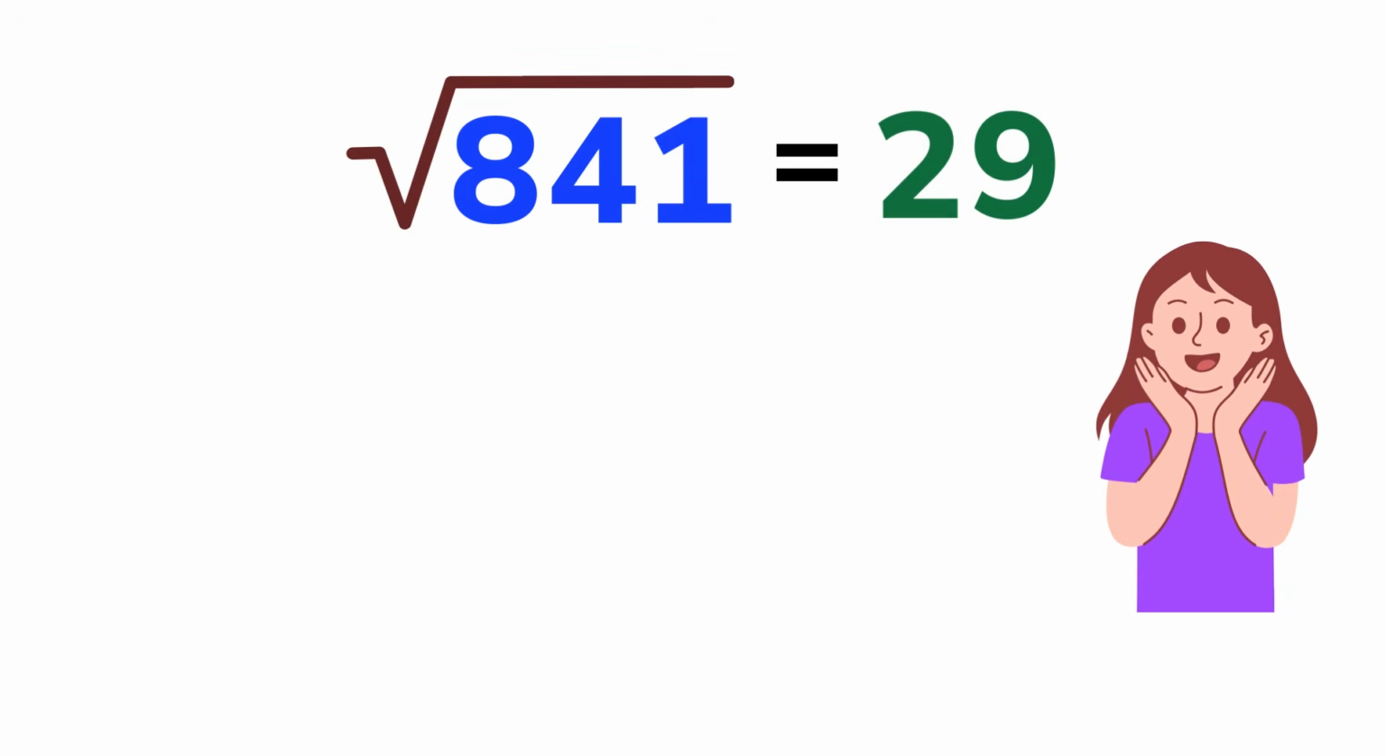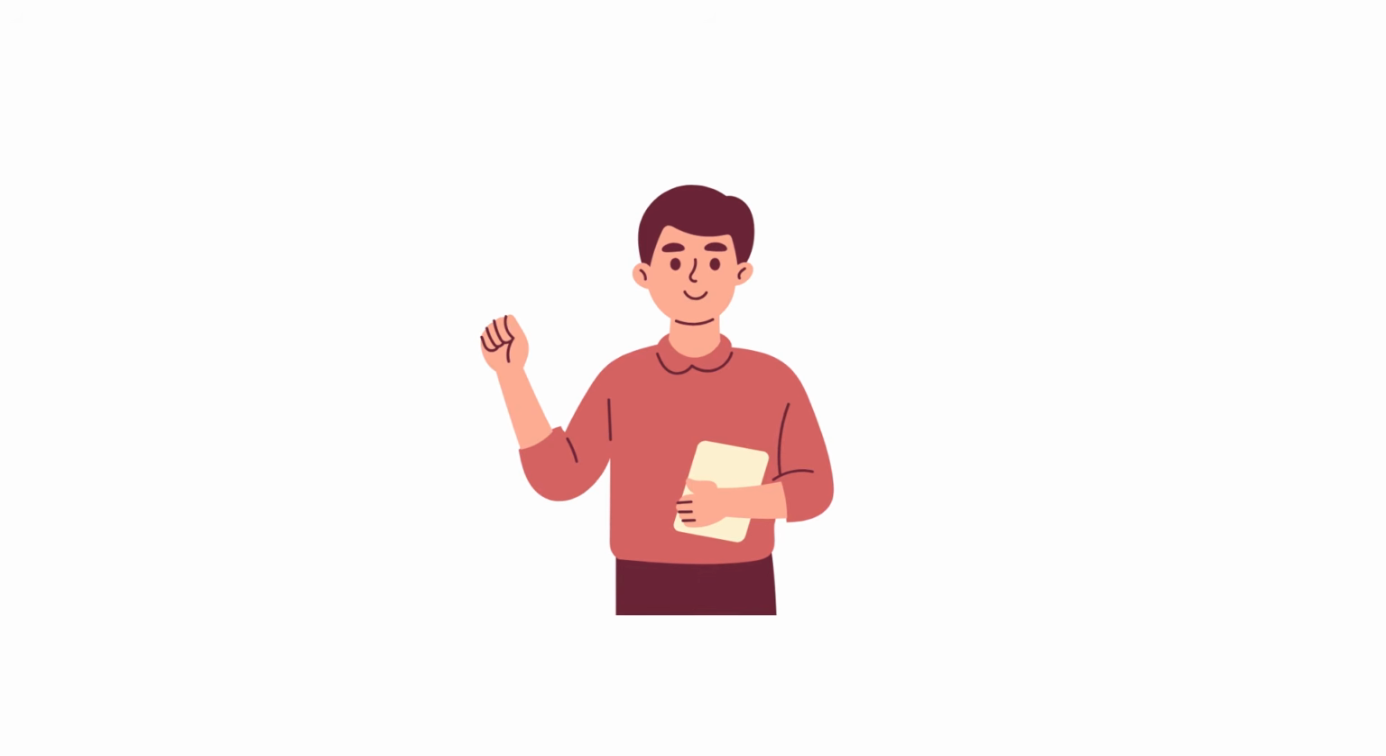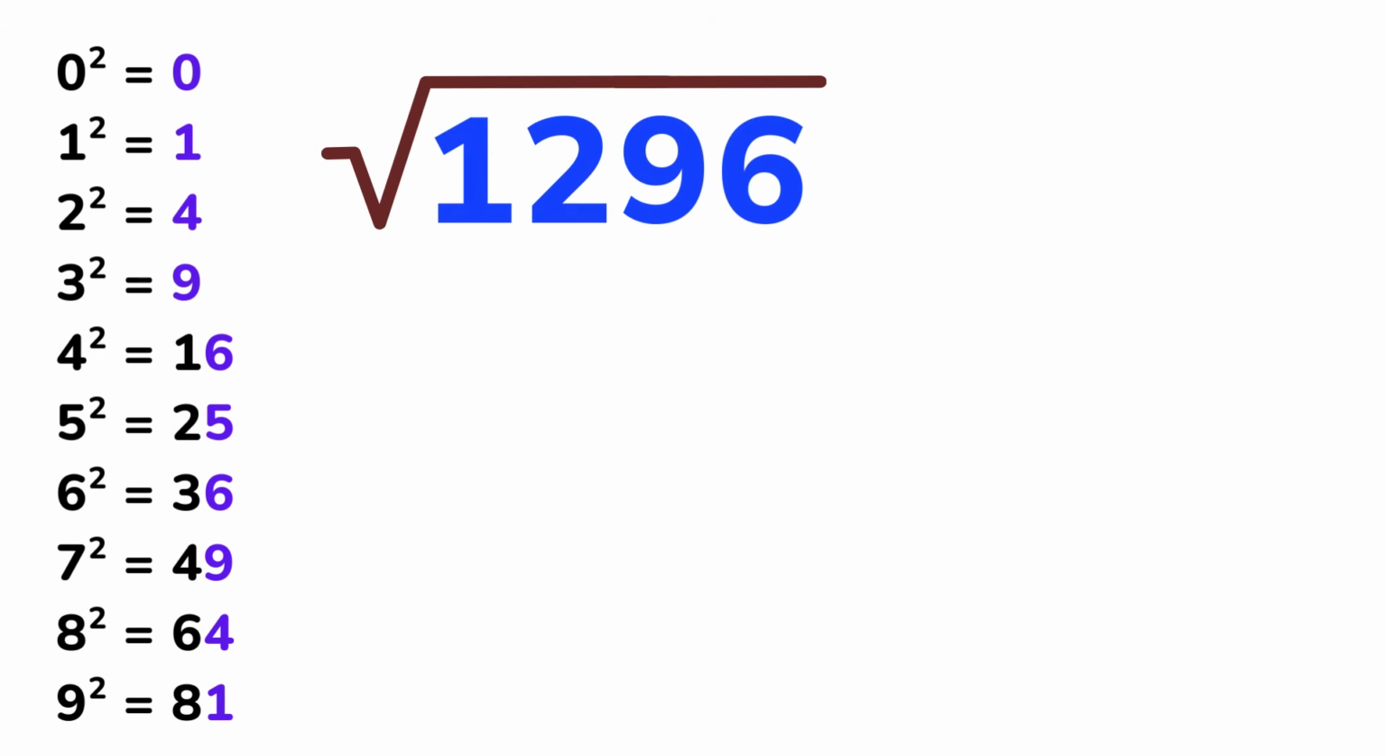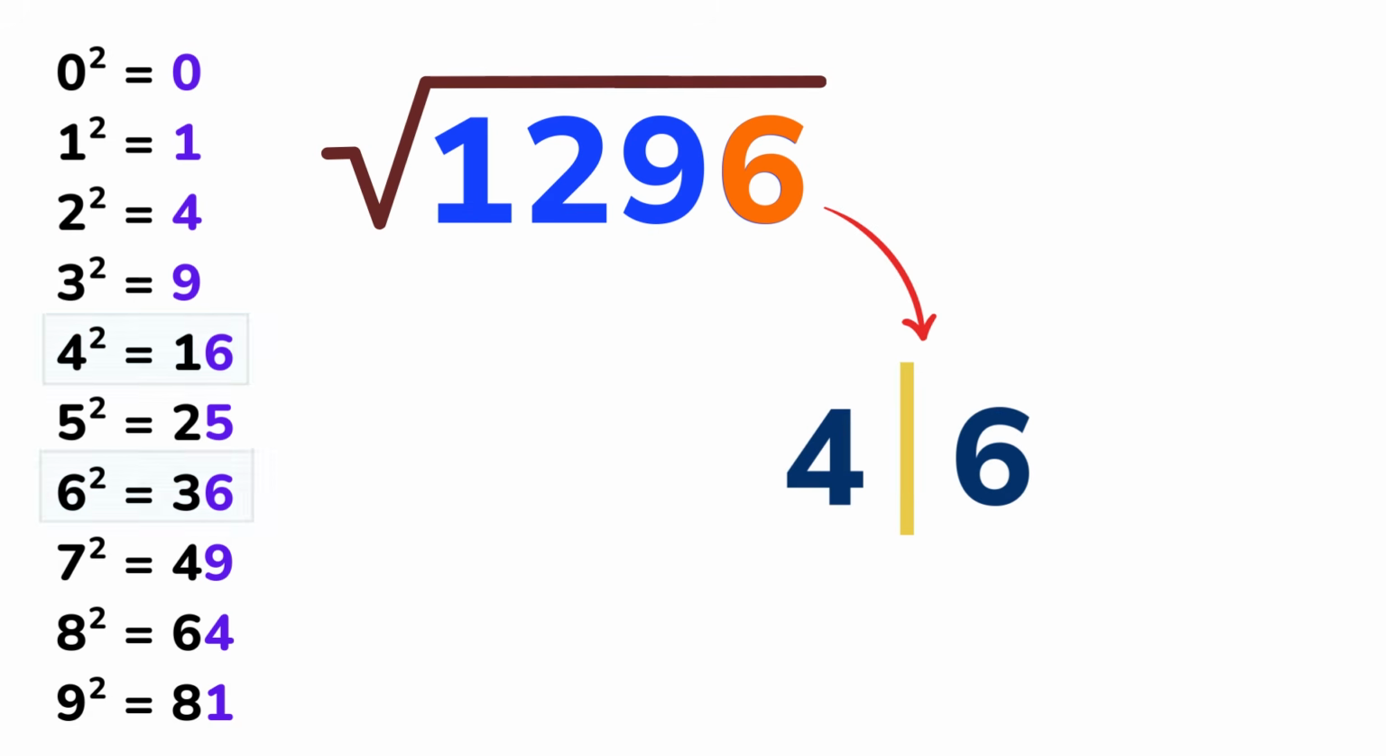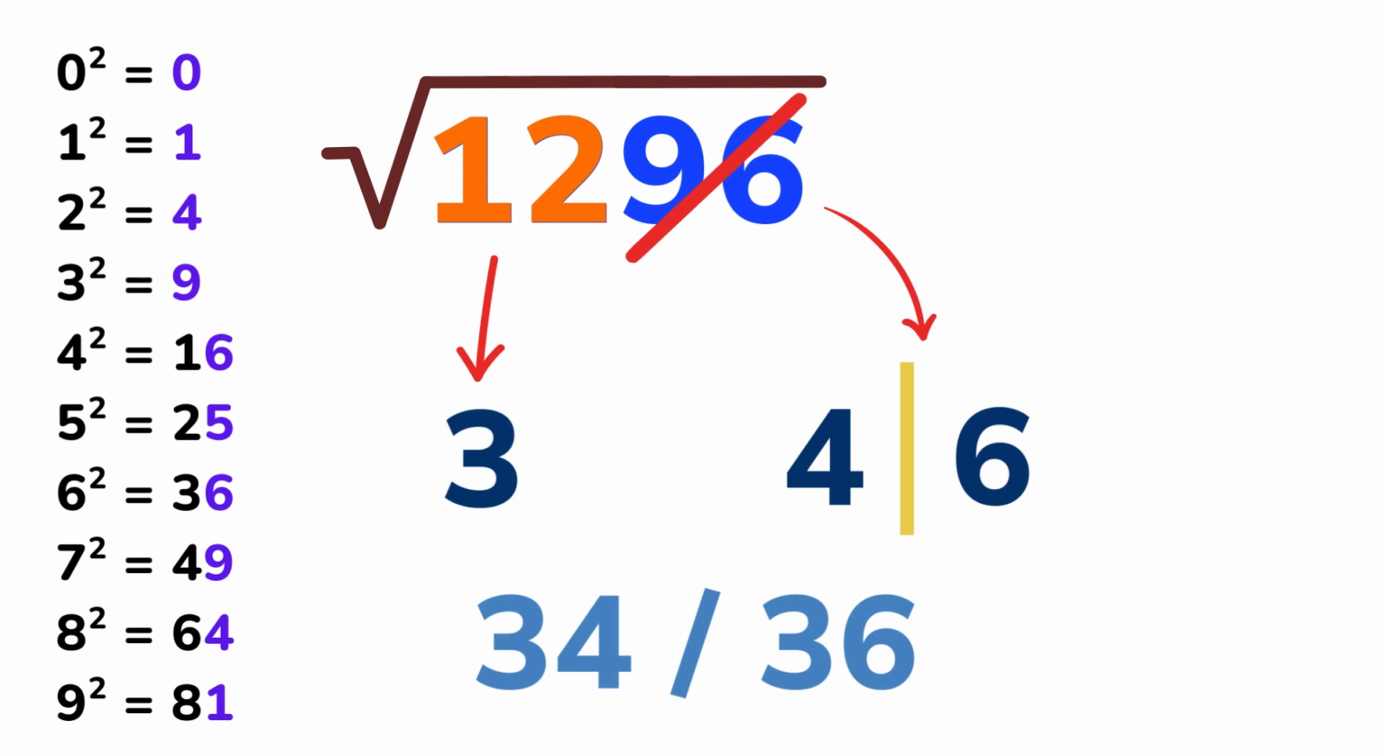Amazing, isn't it? Now let us level up our gear and find the square root of 1,296. Look at the last digit, 6. Check which digits squared end in 6. 4 squared is 16, and 6 squared is 36. So, our answer can end in 4 or 6. Now ignore the last 2 digits. We're left with 12. Which square is closest to 12? 3 squared is 9. So we take 3. Therefore, the possible answers are 34 or 36.